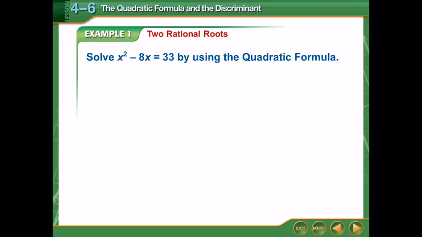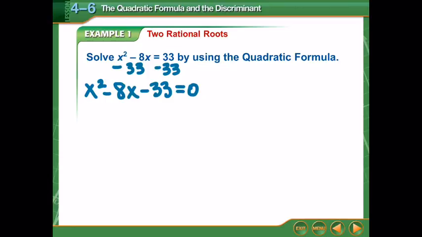Okay, so example 1 says to solve this equation by using the quadratic formula. So in order to use the quadratic formula, first thing I need to do is move everything to one side. Because if you noticed in that statement at the very beginning, it said ax squared plus bx plus c equals 0. So we have to have our equation set equal to 0. So what we will need to do is subtract 33 on both sides of our equation. Now, on the left-hand side, I'm going to have x squared minus 8x minus 33 equals 0.